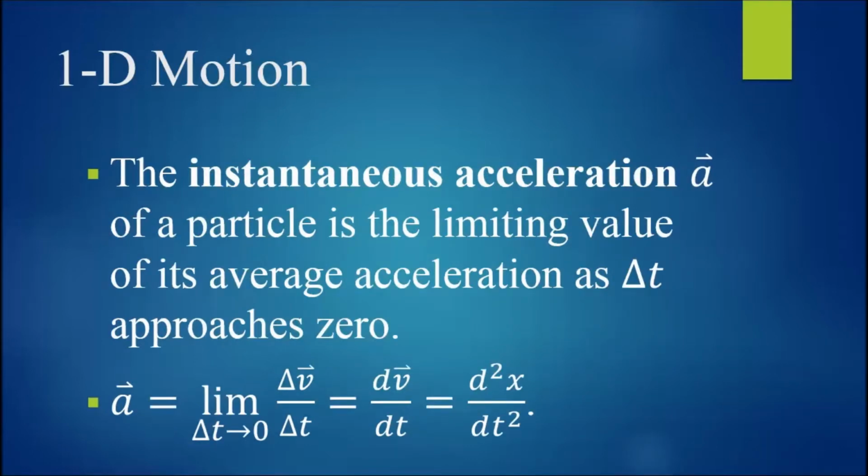The instantaneous acceleration of a particle is the limiting value of its average acceleration as the time interval delta t approaches zero. That is, the instantaneous acceleration is the derivative of the velocity with respect to time. Notice that this is the second derivative of the position with respect to time.